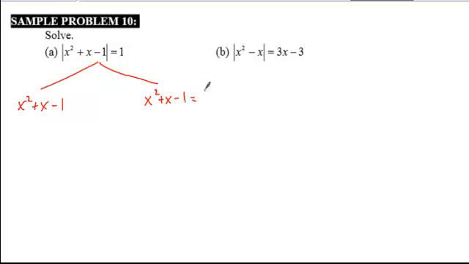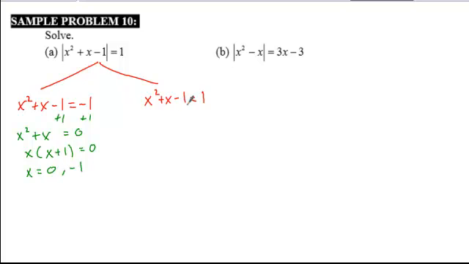On the right side, it's going to be set equal to what we have, 1, and on the left side, it's set equal to the opposite of what we have, -1. We then solve for each of these equations independently. So this is a quadratic equation. We're going to add 1 to both sides, giving us x squared plus x, no constant, is equal to 0. If we solve by factoring, we get x is equal to either 0 or -1.